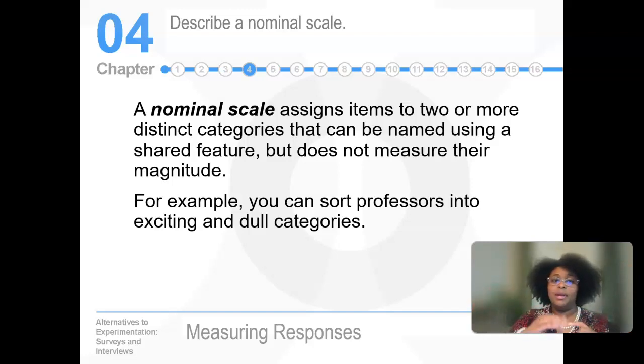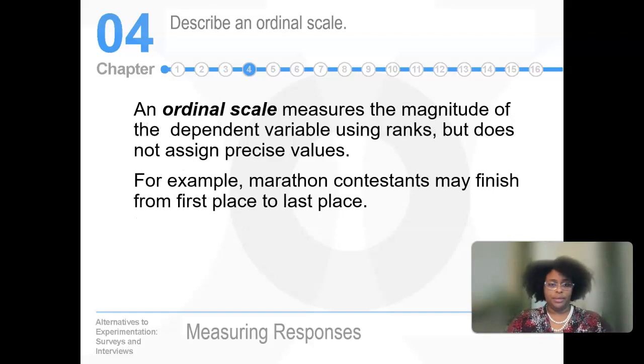Giving a name or a category to a particular distinct feature is what we call a nominal scale, creating a nominal scale. So then we have the ordinal scale. The ordinal scale measures the magnitude of the dependent variable, and it provides ranks to that particular value.